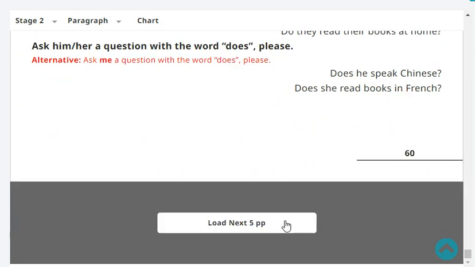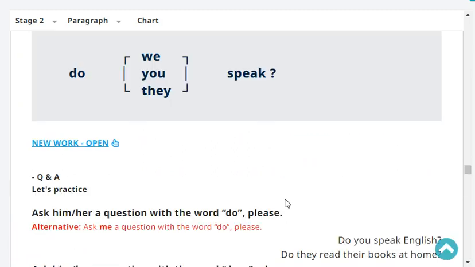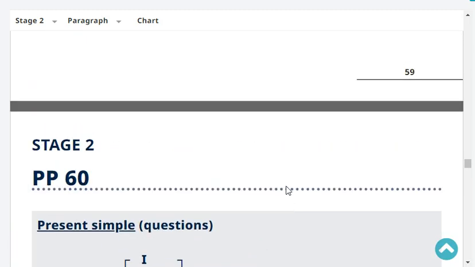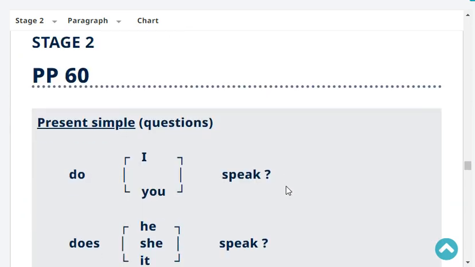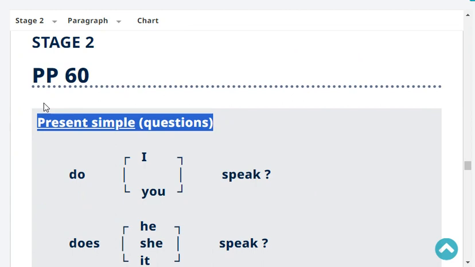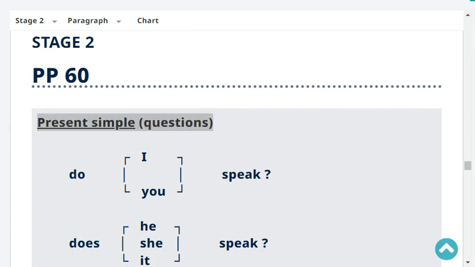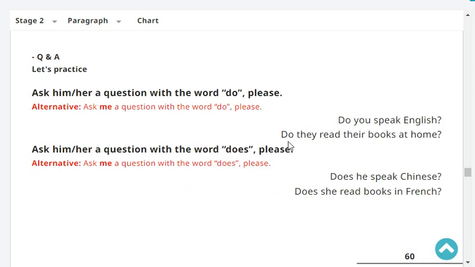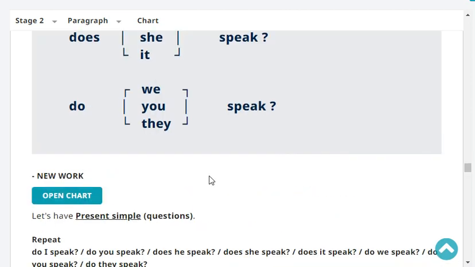Okay, so that's the end of our revision. Very fast. Let's continue new work, okay? So we're done with present simple positive, present simple negative. Now let's continue with present simple questions. Questioning the things that we do generally, okay? So repeat.